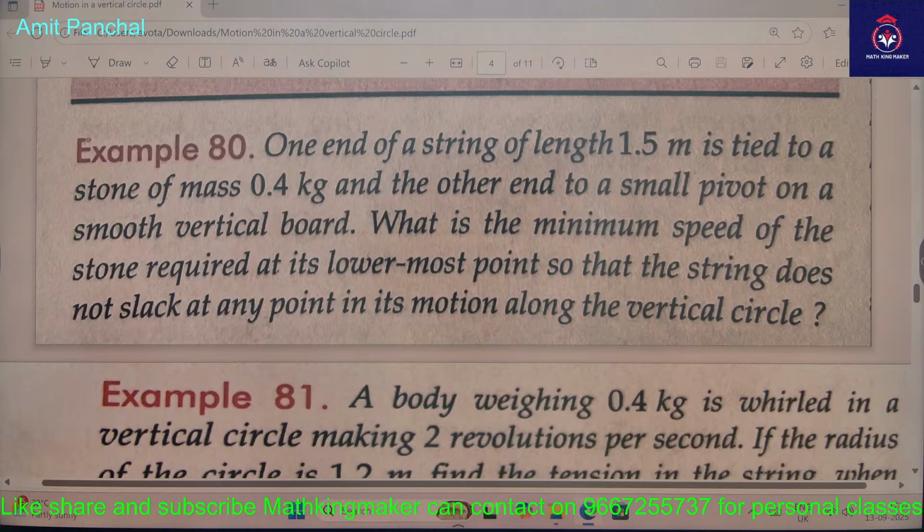There's no use of mass in this, right? Yes. Mass will come into the picture once you find tension. We're not finding tension in this question.